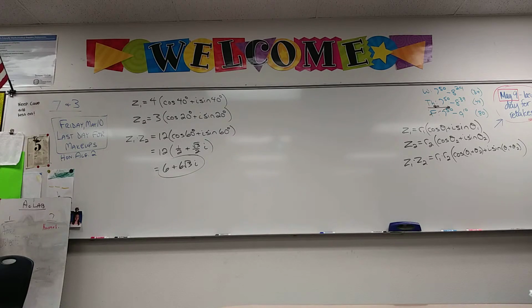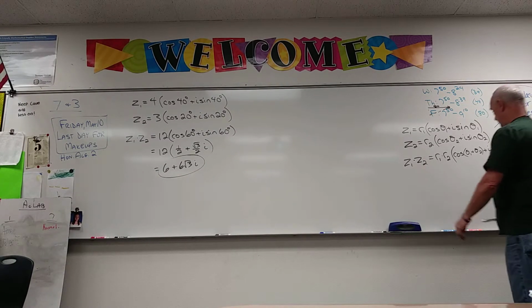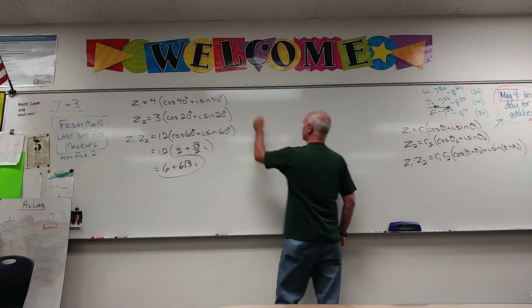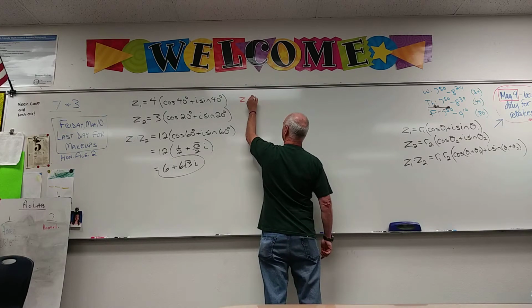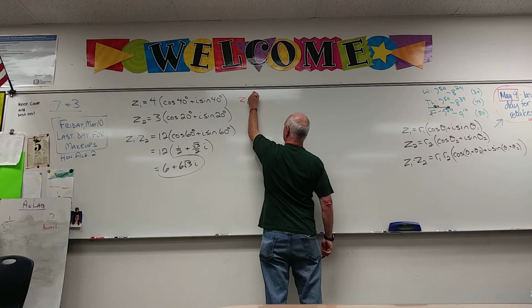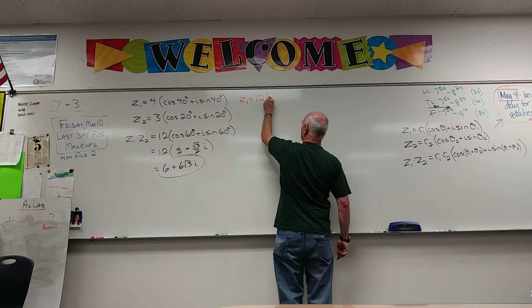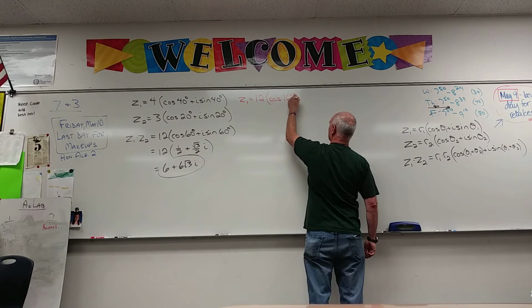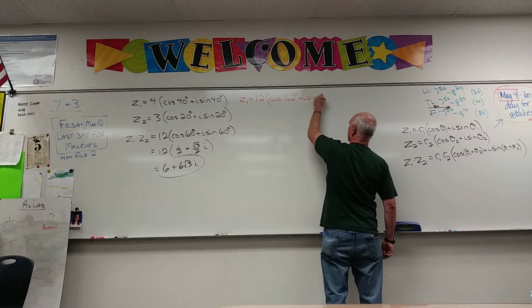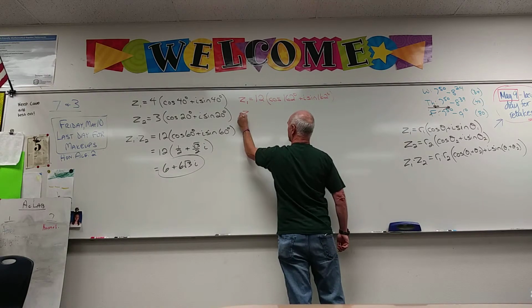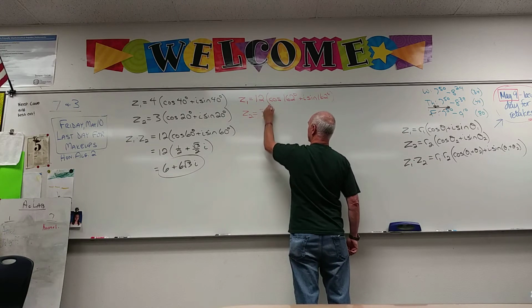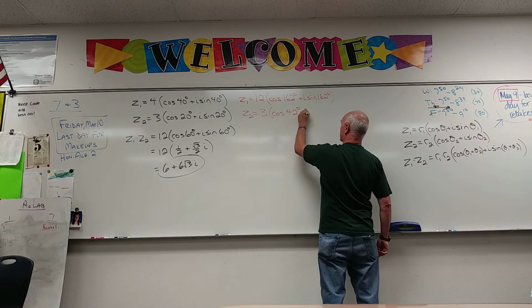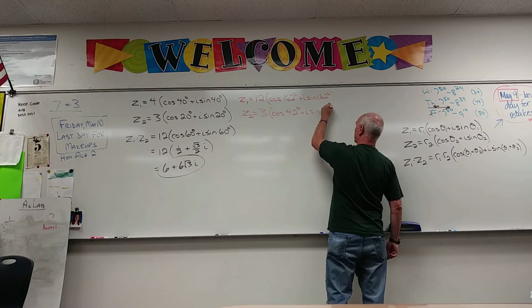Make sense? Questions? What do you think we're going to do next? Let's say that z sub 1 is 12 times the cosine of 162 degrees plus i sine of 162 degrees, and z sub 2 is 3 times the cosine of 42 degrees plus i sine of 42 degrees.